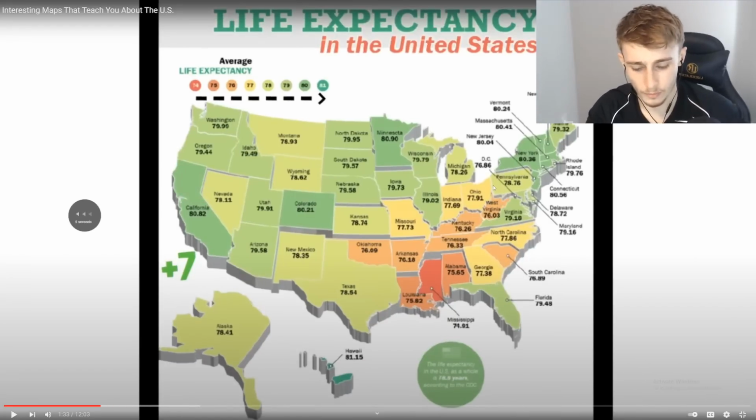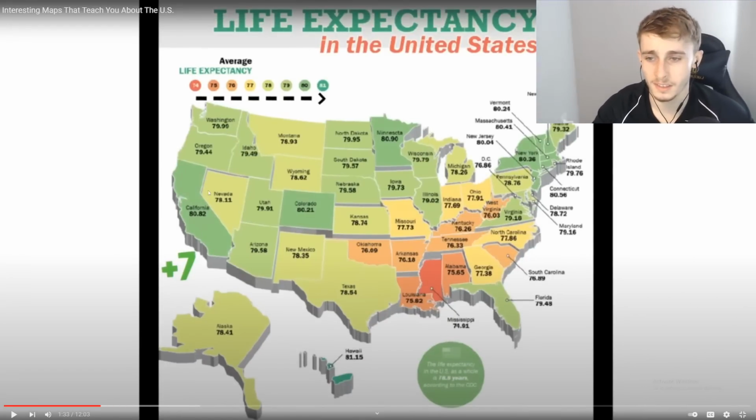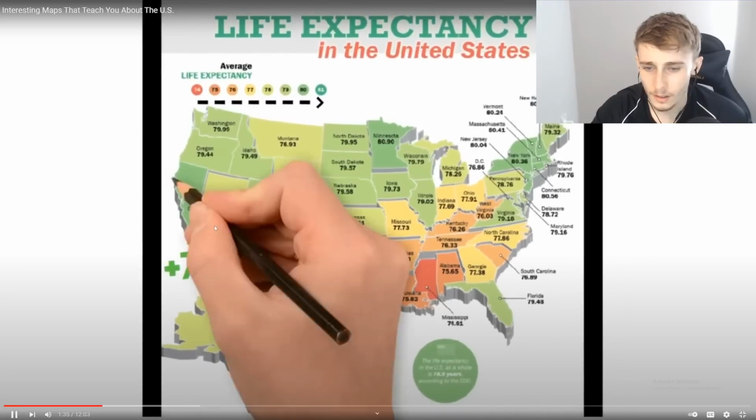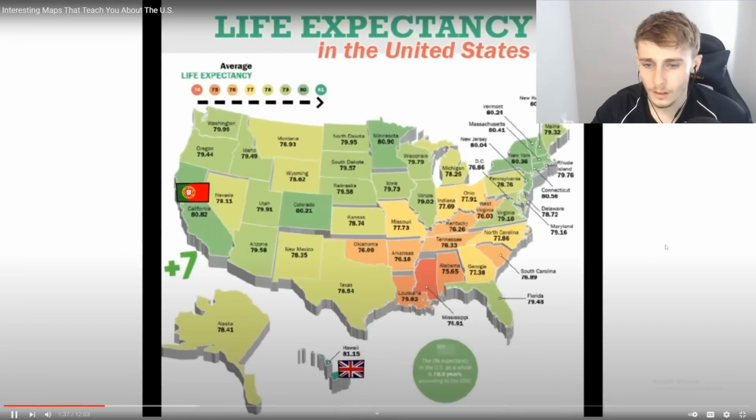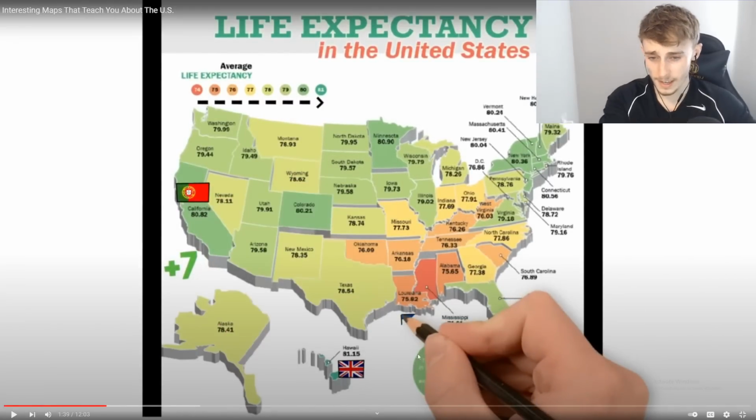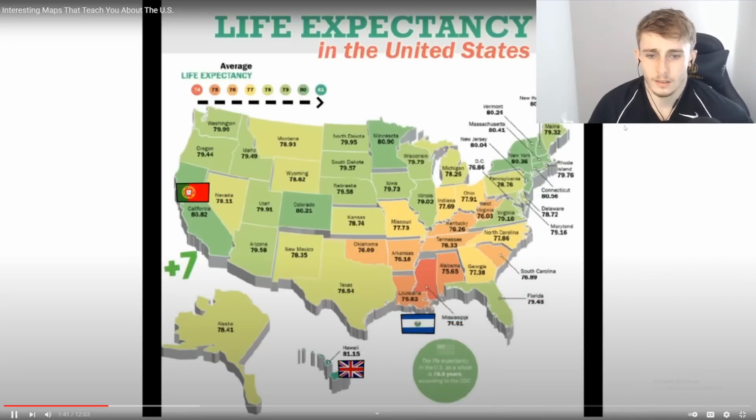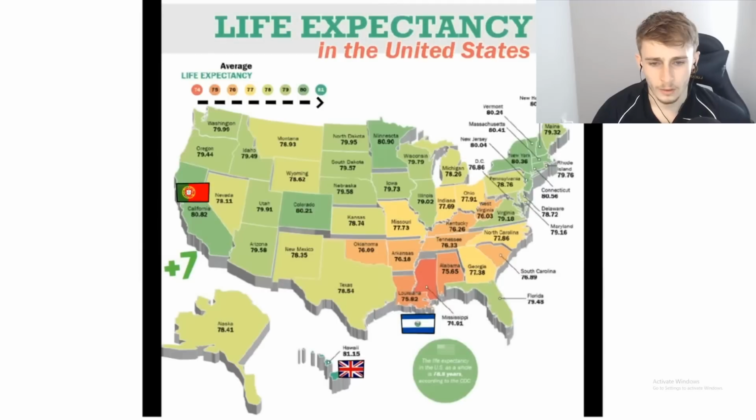I think I just heard the UK and the same life expectancy, but I wasn't listening to what state. California or Hawaii has an equivalent life expectancy to the countries of Portugal or the United Kingdom. Wait, the United Kingdom's 81? Oh shit. While Alabama or Louisiana the same life expectancy as El Salvador or Libya.